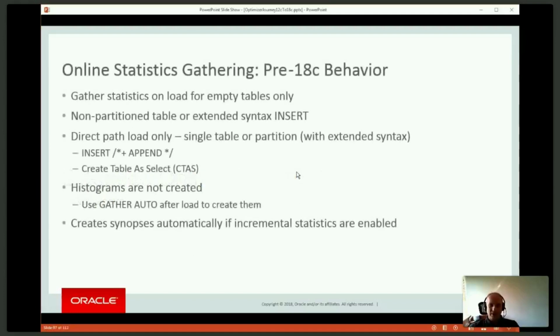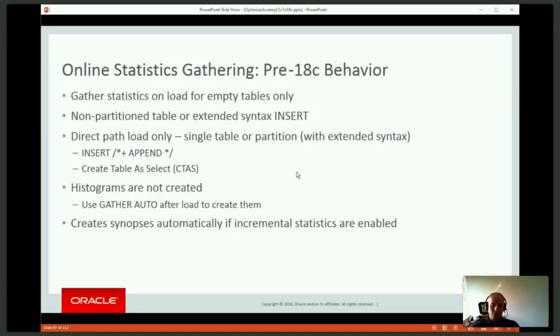Pre-18c, you might have been aware of online stats gathering. The idea here is that when you load a table that's empty with insert append, you'll create statistics. If you do create table as select, statistics are created during the load. Histograms are not created, and we also create any synopses if you're using incremental statistics as well.